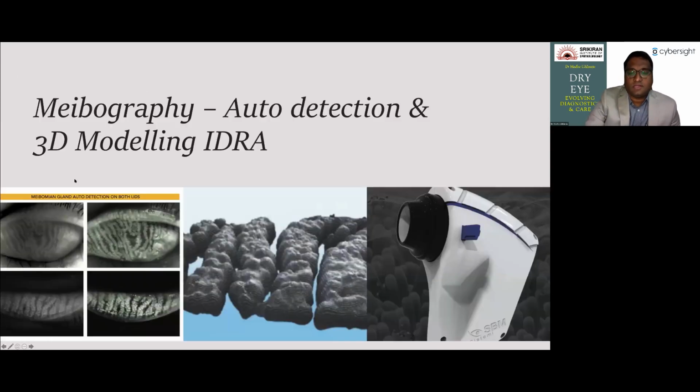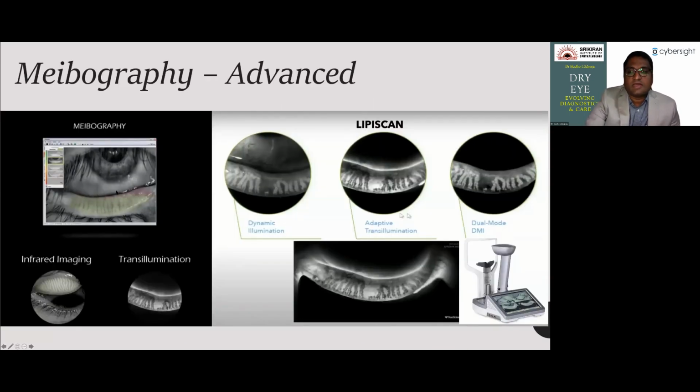So coming to the standard meibographers, as I have told you, we are using this SCRS meibography, where we use the infrared illumination here to see the thing. But there is something more advanced, like the LipiScan, which also uses trans-illumination to have a better look at the glands as an individual unit.